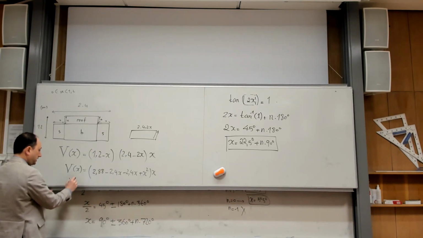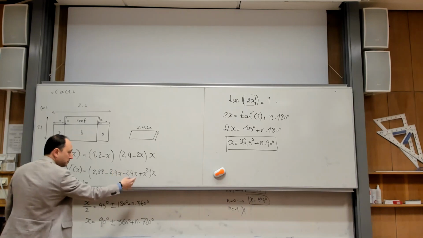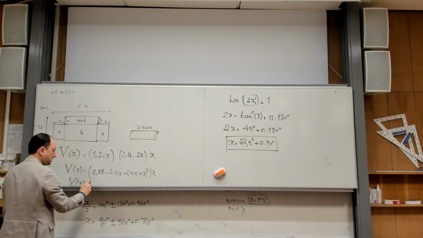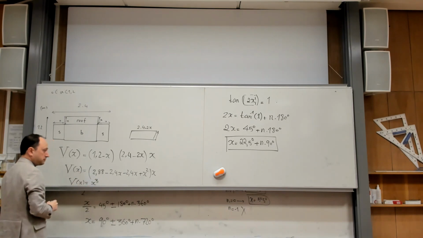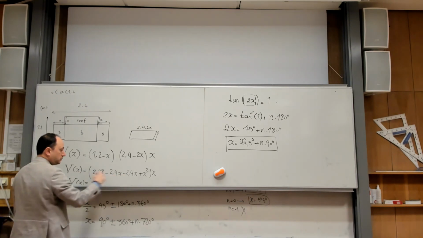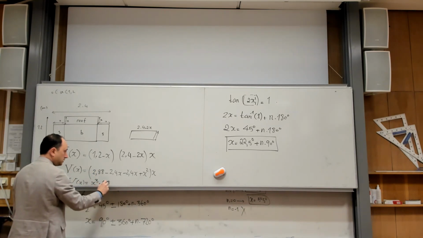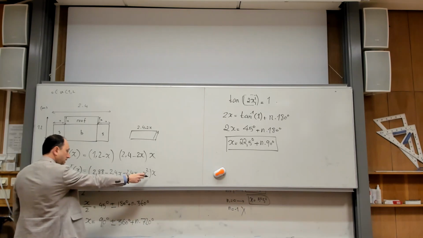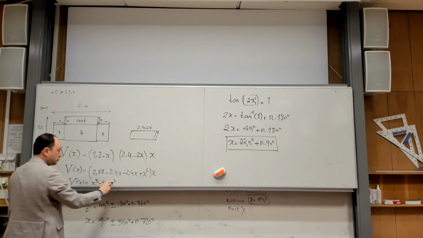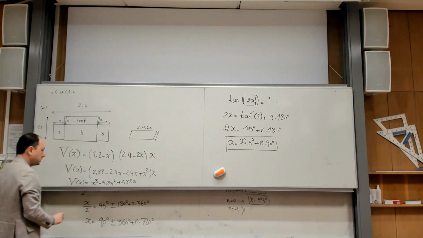So V of x becomes equal to, I multiply x in, and let me write them in an organized way. So x squared times x gives me x cubed. I write it first, it doesn't matter, by the way. This one and that one, it becomes 4.8 minus 4.8, but another x is multiplied, so it becomes x squared. And then I have 2.88 multiplied by x. So that is my function.